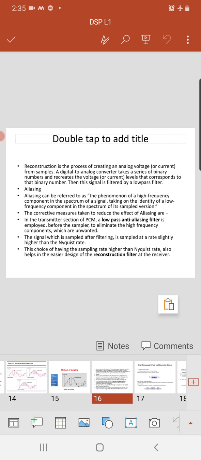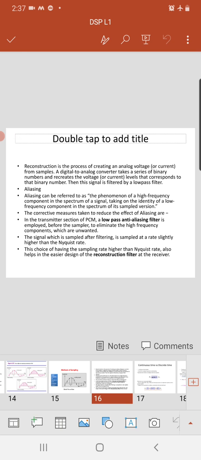For that, a digital to analog converter is used. Now the next concept is aliasing. Aliasing can be referred to as a phenomenon of a high frequency component in the spectrum of a signal taking the identity of a low frequency component in the spectrum of its sampled version. The corrective measure taken to reduce the effect of aliasing: in the transmitter section, a low pass anti-aliasing filter is used before the sampler to eliminate the high frequency components, and these high frequency components are unwanted, so we have to remove them.